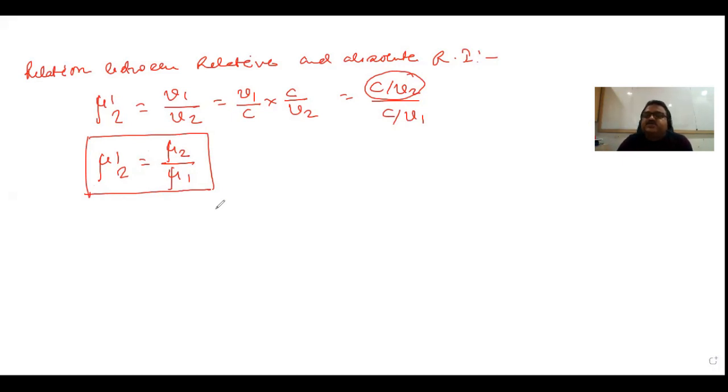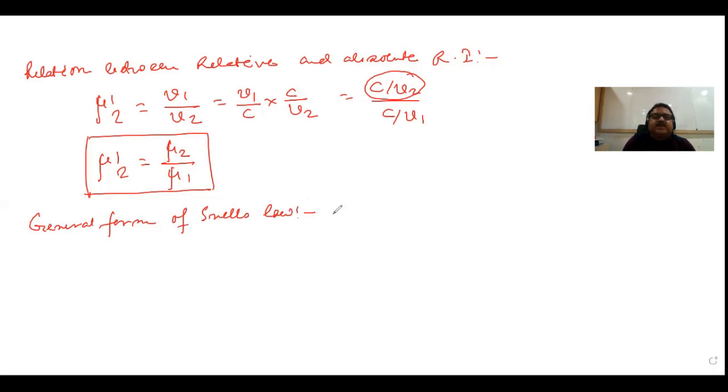Suppose the absolute refractive index of two mediums is given, and we have to find out the relative refractive index. You can always use this formula. Correct? Now, what is the advantage of using this formula? Look at this. Now I'm going to tell you something which is very, very important. This is called the general form of Snell's law.